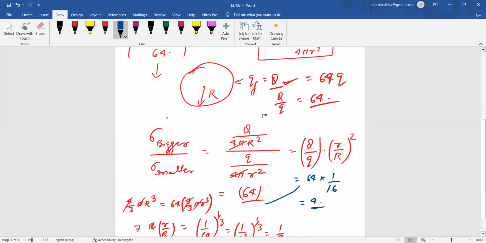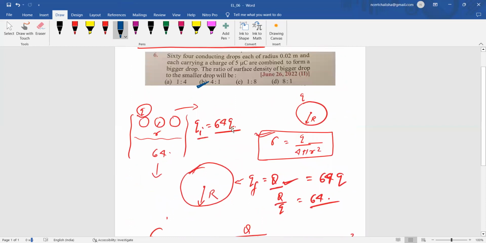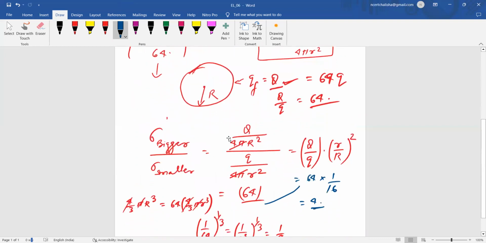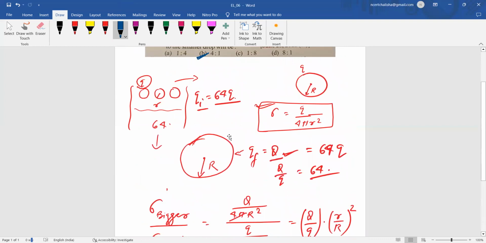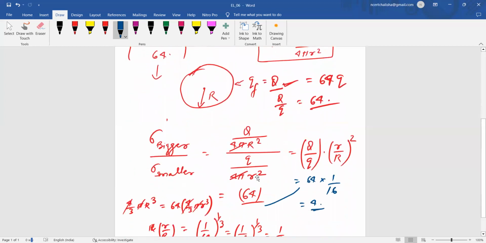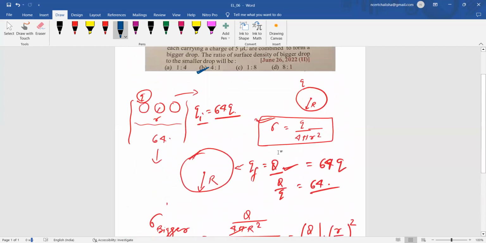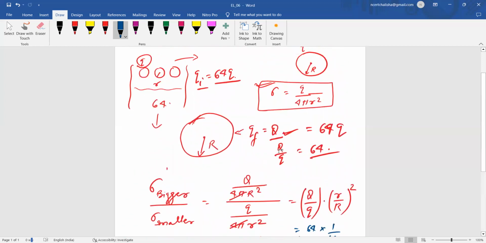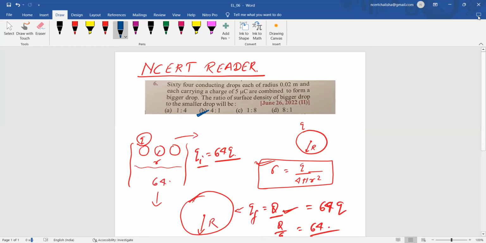This question basically asks whether you know the idea of sigma and whether you know charge conservation. When the smaller spheres combine and make a bigger sphere, the volume of the smaller ones is acquired by the bigger volume, so the volume will be equal. Then you have charge conservation. Two principles we applied here, and on that basis it is done. I hope you understand. Thank you.